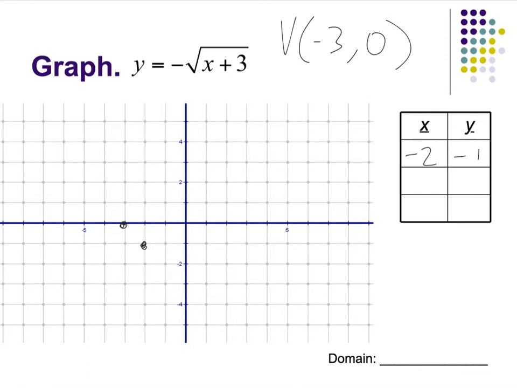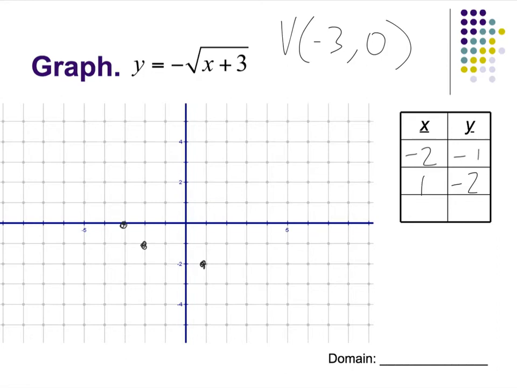Now my next perfect square after 1 is 4. How can I make the inside of the radical be 4? If I plug in 1 for x, that would allow the inside to equal 4. So 1 plus 3 is 4. What's the square root of 4? It's 2. And then we have to make that negative because of the negative out in front. So I get 1, negative 2. So I'm right there. Let's get one more.